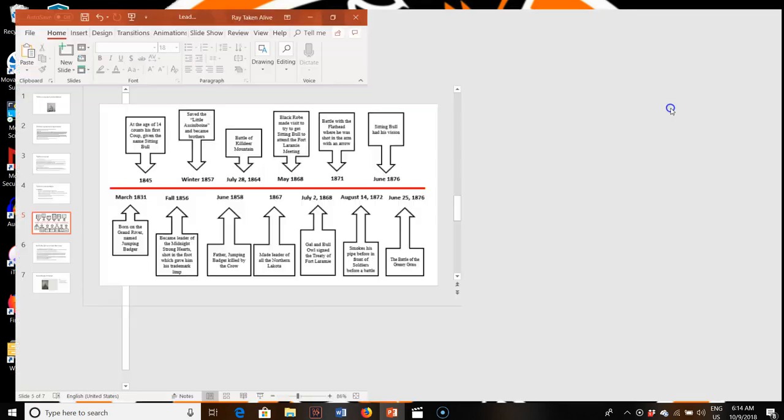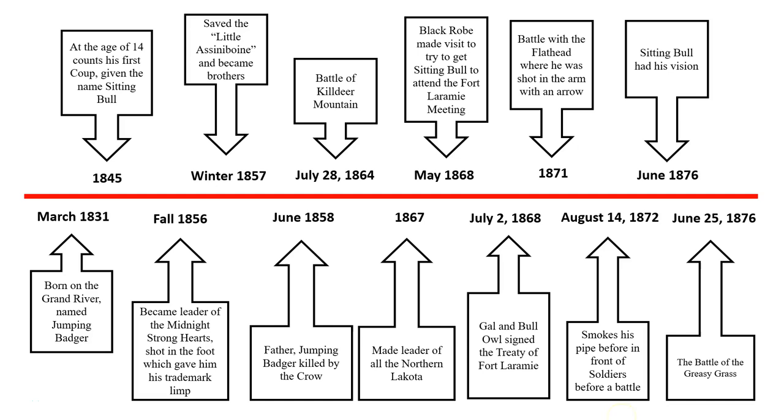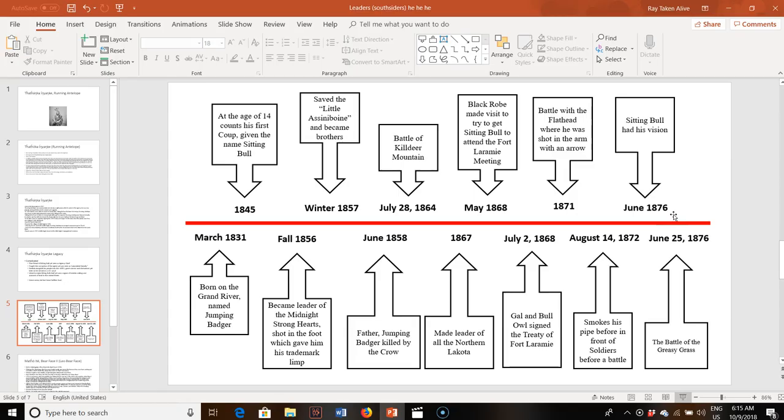Okay, today I'm going to show you how to do a timeline in PowerPoint. What we're going to do is a timeline of Sitting Bull's life up until the Battle of the Greasy Grass. When we're finished with this, you will do the rest of the events that I have for you. We're going to do 12 events right now. So this is what it's going to look like when it's done.